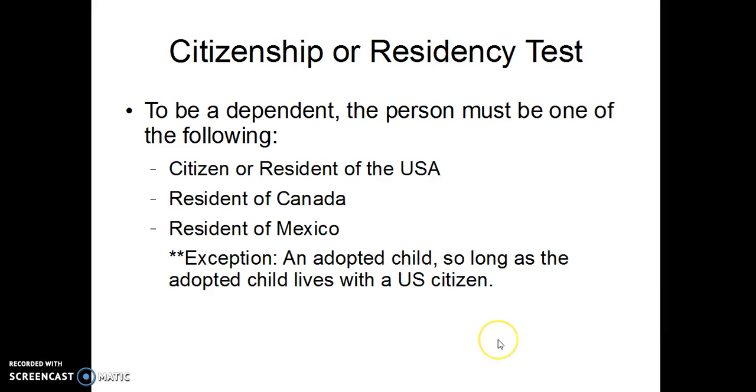There's an exception for an adopted child. An adopted child could have a nationality or be a resident of any country so long as the adopted child lives with a U.S. citizen. So basically, let's say a U.S. citizen goes to Peru and starts living in Peru. And while they're living there, they adopt someone who happens to be Peruvian. That child does not have U.S. citizenship or residency at the time. They're definitely not residents of Canada or Mexico. They're a resident of Peru, the child. But because they live with a U.S. citizen, even though it's not in the United States but in a different country, they will qualify for this exception, and then they will meet this test.